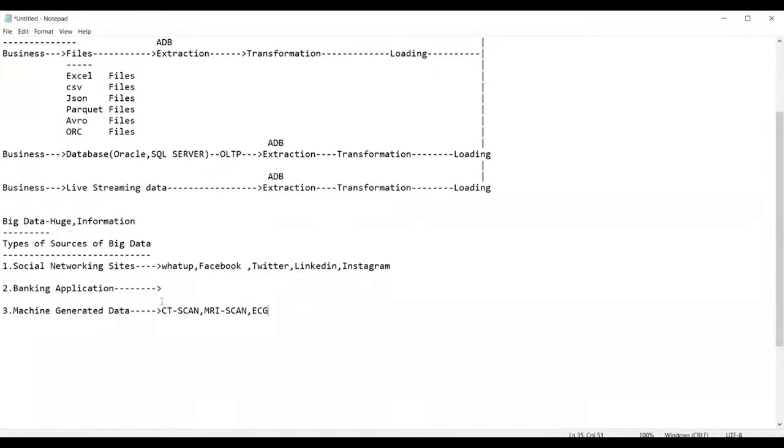That means a massive amount. The CT scan machine generates a very massive amount of data. So that is nothing but called machine generated data. Any machine which generates data produces machine generated data. That's it.